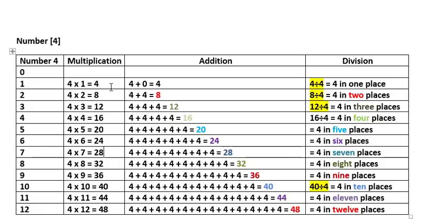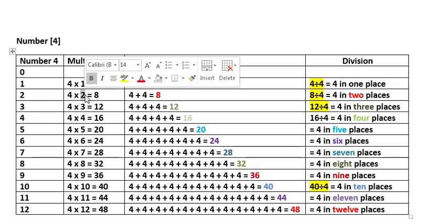So this is 4 times 1, which equals 4. That means 4 plus nothing will give us 4. So if we divide 4 by 4, or 4 by itself, we're going to get 1. In the second place, we have 4 times 2, which equals 8. That means 2 4s will give us 8. If we divide this 8 by 4, it's going to give us 2. So you can see it comes down to these numbers, and you can see the interaction that exists.